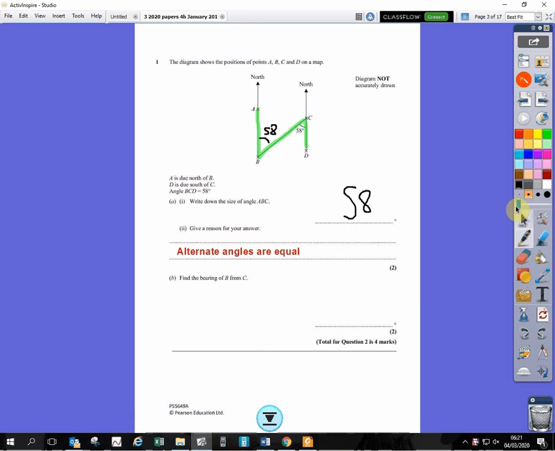Next, find the bearing of B from C. So from C means you start at C, draw a north line at C, and go in a clockwise direction towards B. This is the one that you're trying to work out. 58 degrees on this side, obviously, and this part of the line is 180 degrees because you have angles on a straight line. So it's 180 plus 58, which gives 238 degrees.